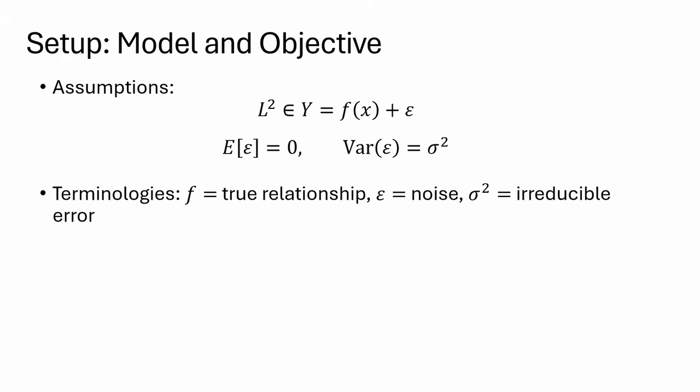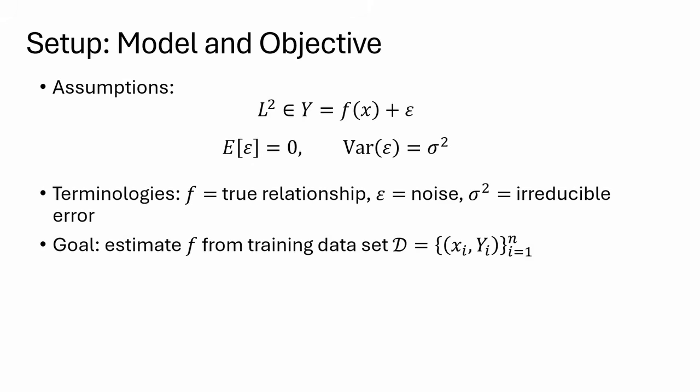And here are some terminologies. f is called the true relationship, epsilon is the noise, and sigma squared is called the irreducible error. It is a measure of the intrinsic uncertainty or limitation in the model. That is to say, if we wish to predict y using x, this is a variation that is unavoidable.